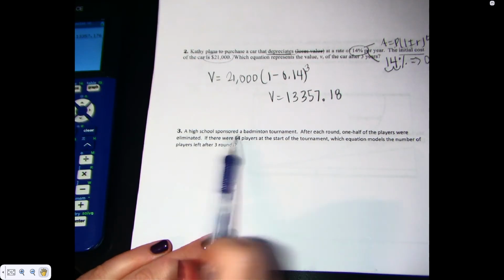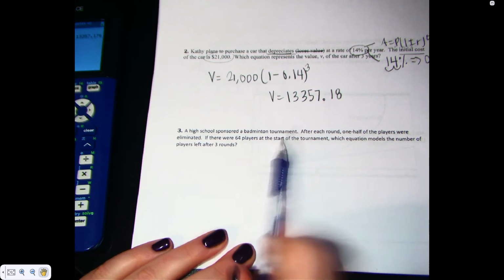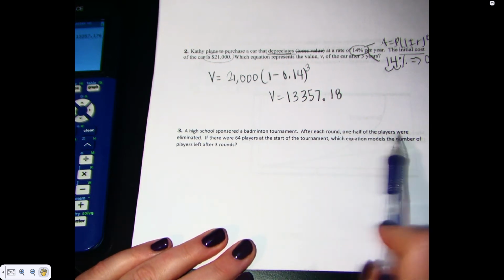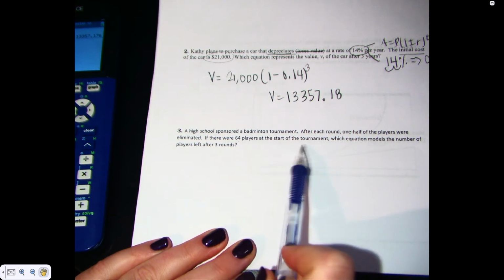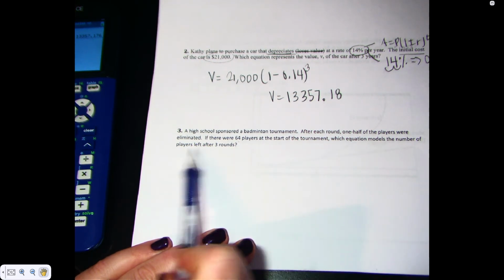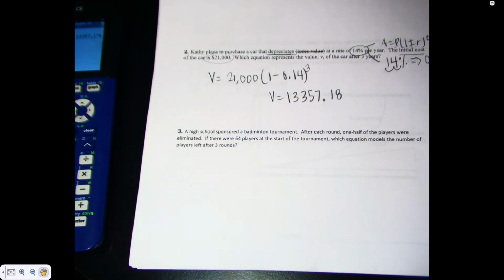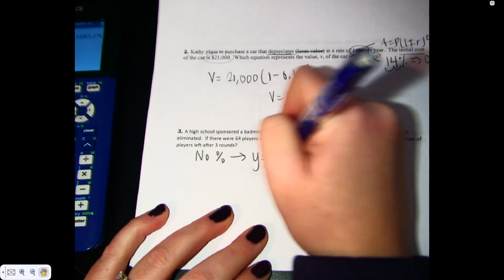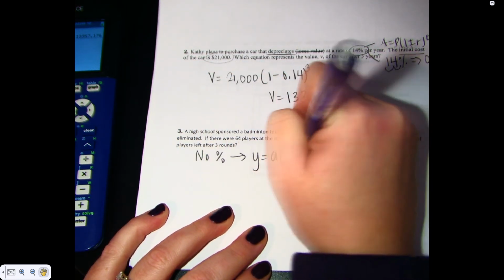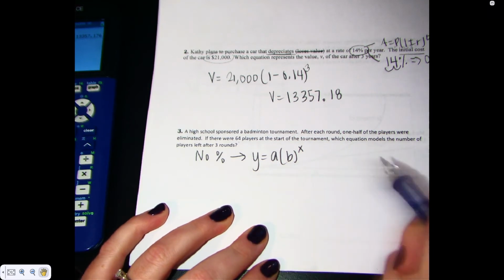A high school sponsored a badminton tournament. After each round, one half of the players were eliminated. If there were 64 players at the start of the tournament, which equation models the players left after 3 rounds? At this point, I don't see anything that gives me a percent. No percent usually indicates you are at y equals a times b to the x. But this is no different.